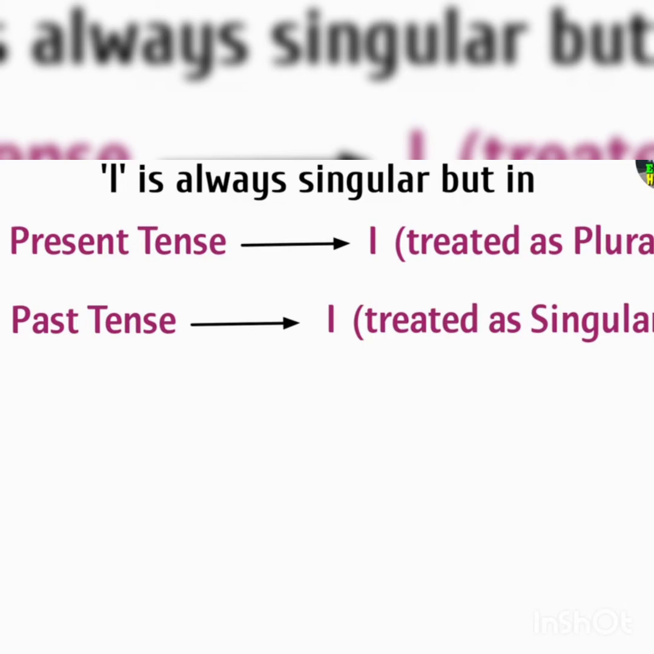Now let's see some examples. Here are some examples. See how we are treating I in present tense. I have a car.